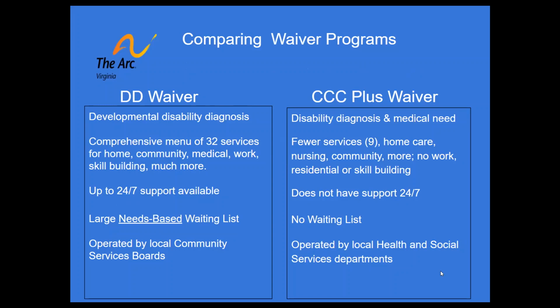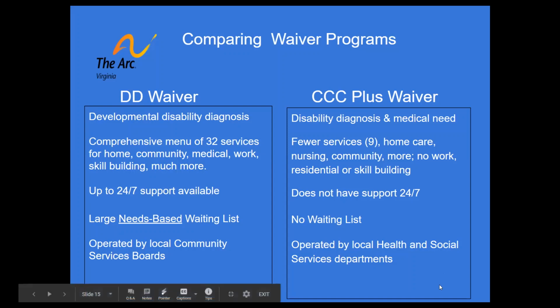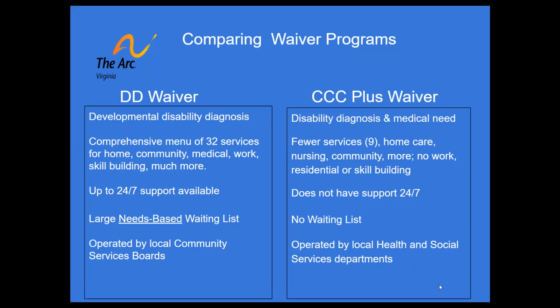For the DD Waiver, a person must have a developmental disability diagnosis, or if they are a very young child, if they have conditions that put them at risk for a developmental disability, they may be eligible. The DD Waiver is a comprehensive waiver with 30-some services that include the widest range of services and supports for home, community, medical, work, skill building services, and much more. It can provide up to 24/7 supports if needed. The DD Waiver has a large but needs-based waiting list. It is operated by the local Community Services Board.